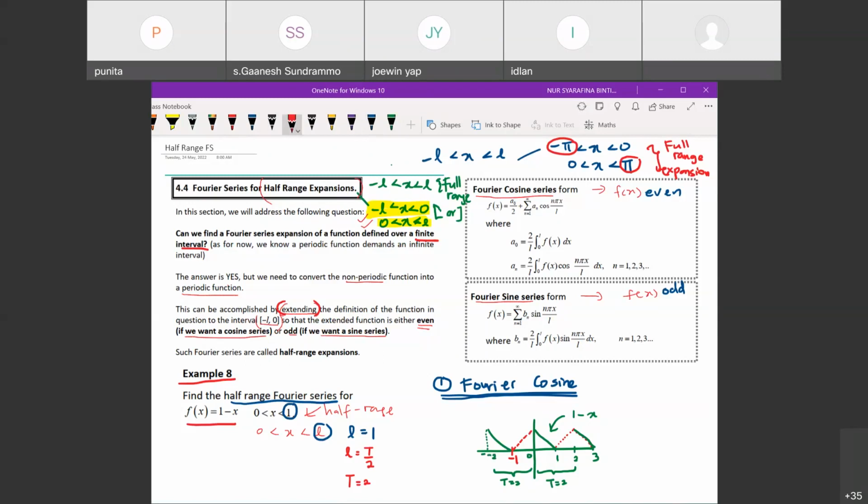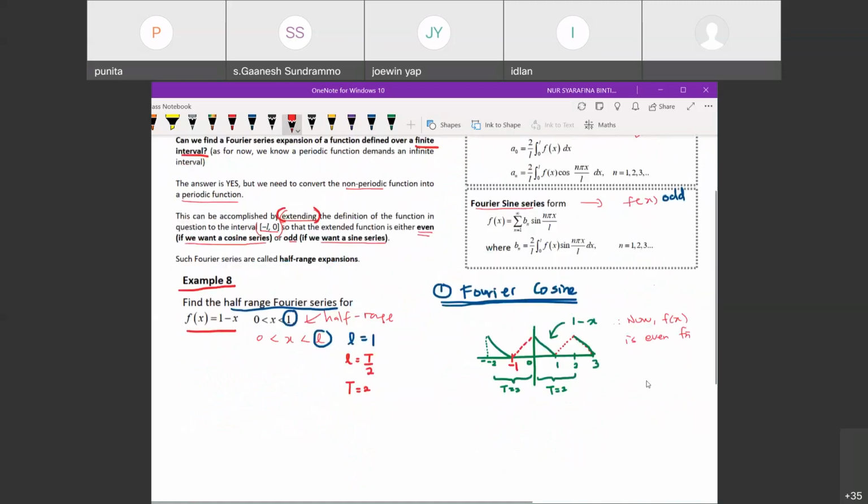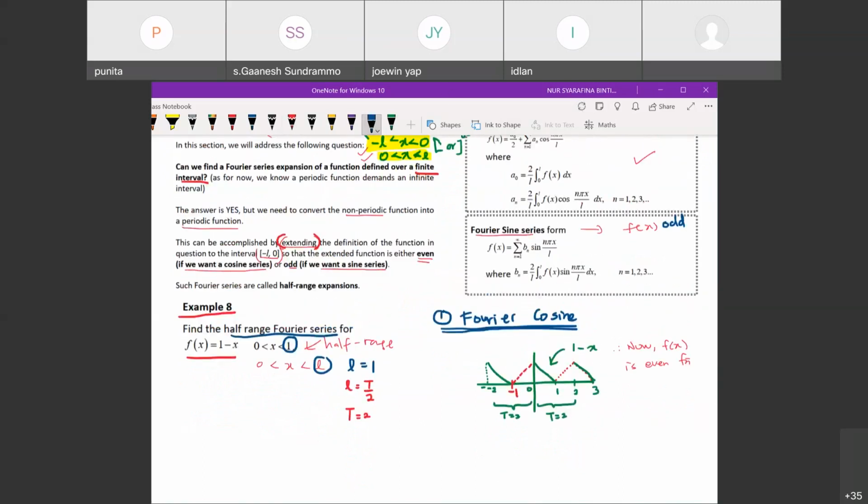So this is how we extend actually. We extend the function by showing at the graph where this function should be an even function, where we extend the graph to the left so that it is symmetric at the y-axis. Okay, so now, as you can see, f(x) is an even function. So when f(x) is even, then we can do a Fourier cosine, where Fourier cosine should be what?